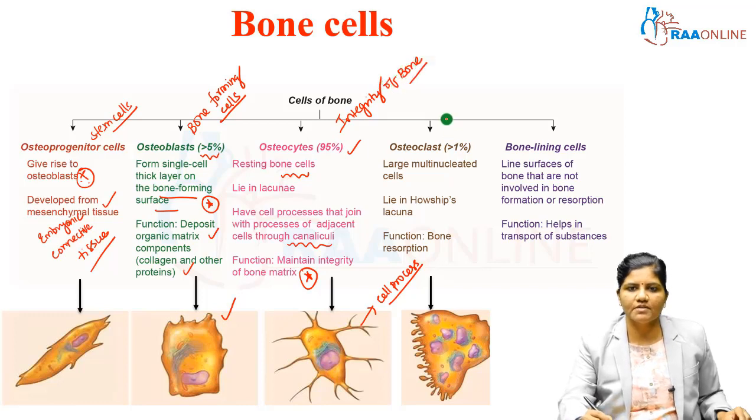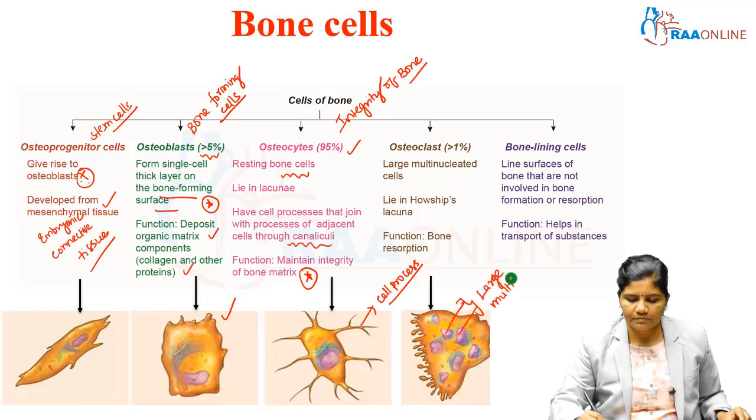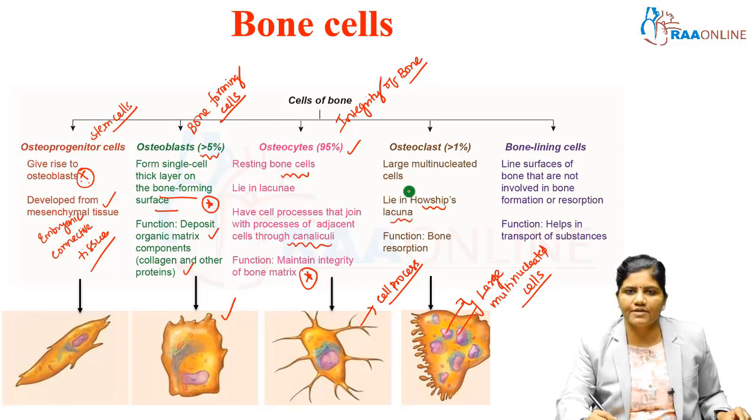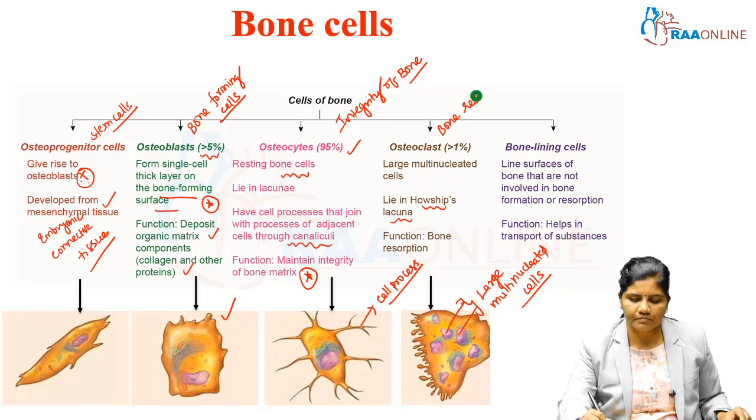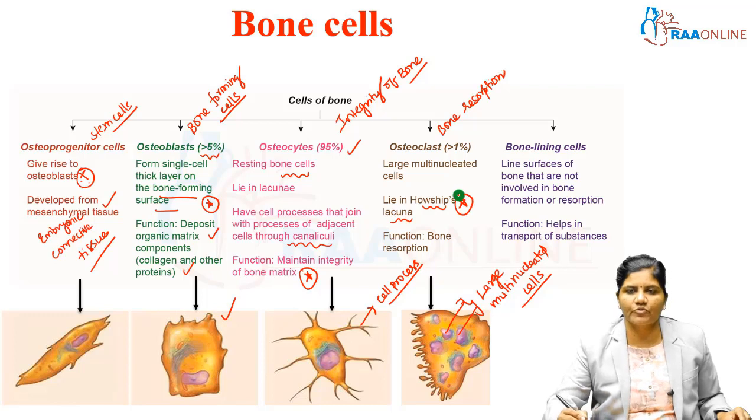Let's see the osteoclast. Osteoclasts are large multinucleated cells. It has a special feature known as the horse-shaped lacuna on its cell surface. The main function is bone resorption. The special feature is the horse-shaped lacuna.